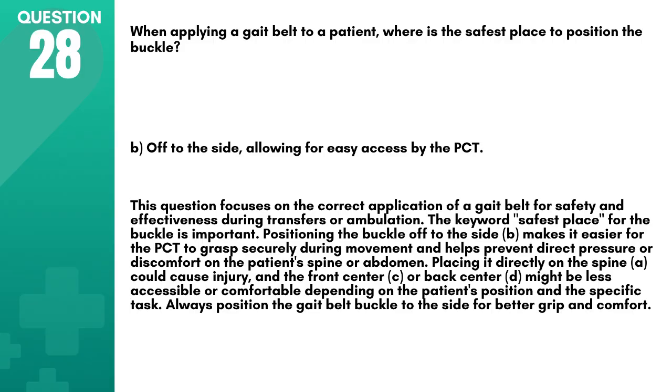helps prevent direct pressure or discomfort on the patient's spine or abdomen. Placing it directly on the spine, A, could cause injury, and the front center, C, or back center, D, might be less accessible or comfortable depending on the patient's position and the specific task. Always position the gait belt buckle to the side for better grip and comfort.